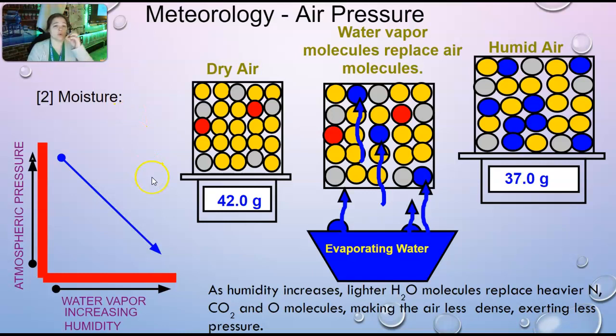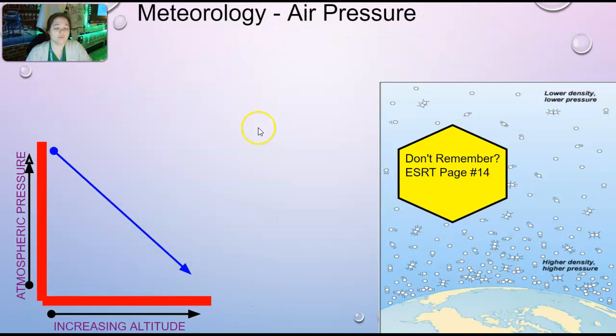So again, this is going to be an indirect relationship. As the pressure goes up, the water vapor decreases. As the pressure goes down, we have more humidity. So with more humidity, less pressure. Less humidity, more pressure. And again, with altitude, we're going to see the same type of relationship.